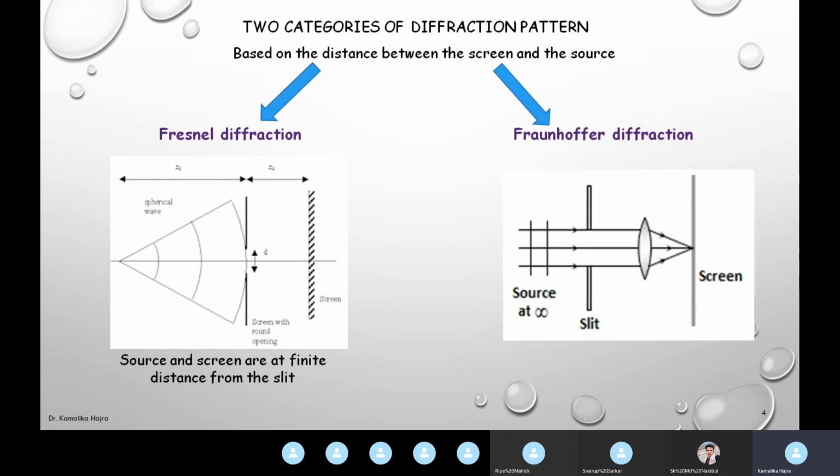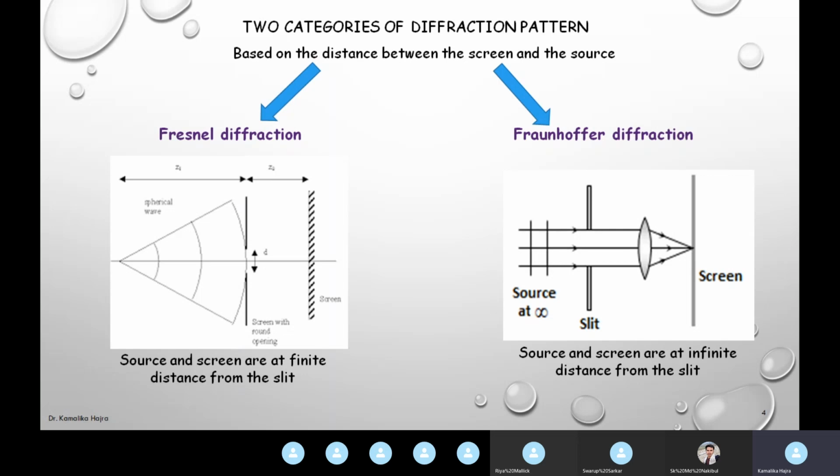On the other hand, in Fraunhofer diffraction, the source and the screen are at infinite distance from the slit. Which means that the incident rays on the slit are parallel because they are coming from a source which is infinitely far away, and the parallel rays will have to meet on the screen, which obviously should be placed infinite distance away because we know that parallel rays meet at infinity.